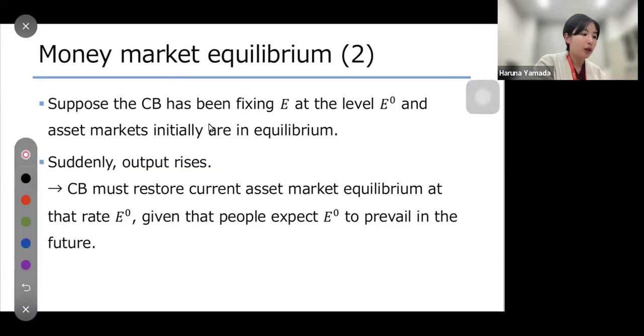Suppose the central bank has been fixing E at the level E0 and the asset markets are initially in equilibrium. Then suddenly output rises. What's going to happen? The central bank must restore current asset market equilibrium at that rate E0, given that people expect E0 to prevail in the future.